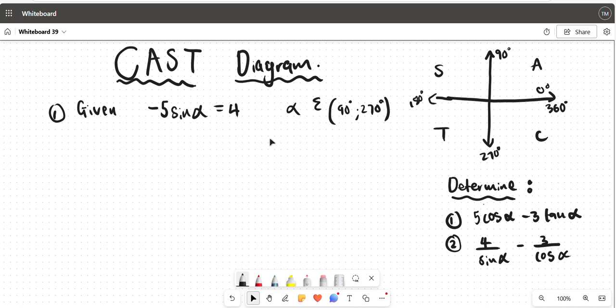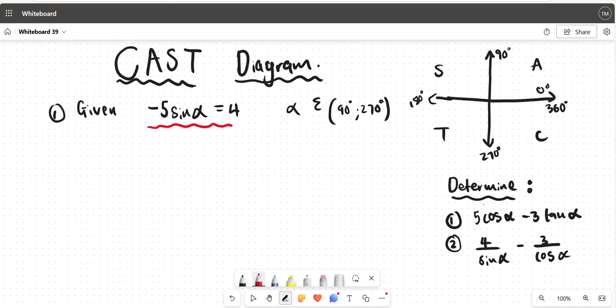This video is on how to work out these CAST diagram questions. This is trigonometry, and the question gives us this equation, and then a range where alpha lies. What the question wants us to find is the values of the expressions down there. So we need a procedure that we follow every single time we solve these types of questions.